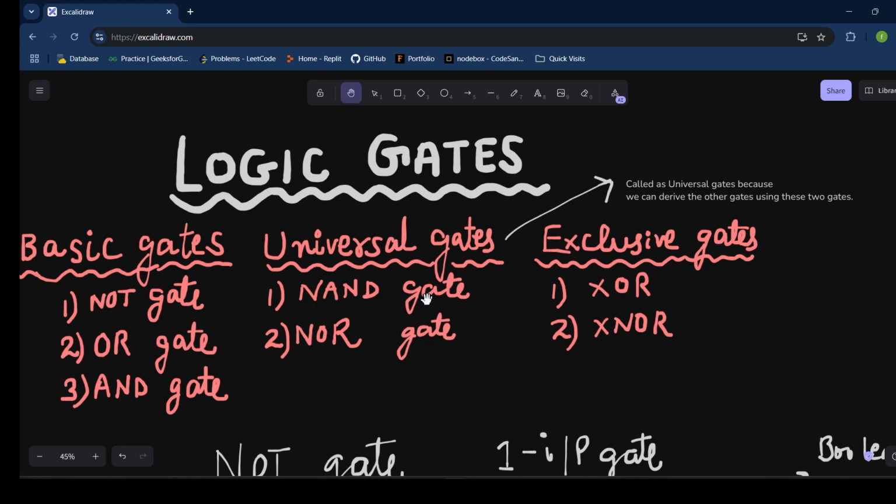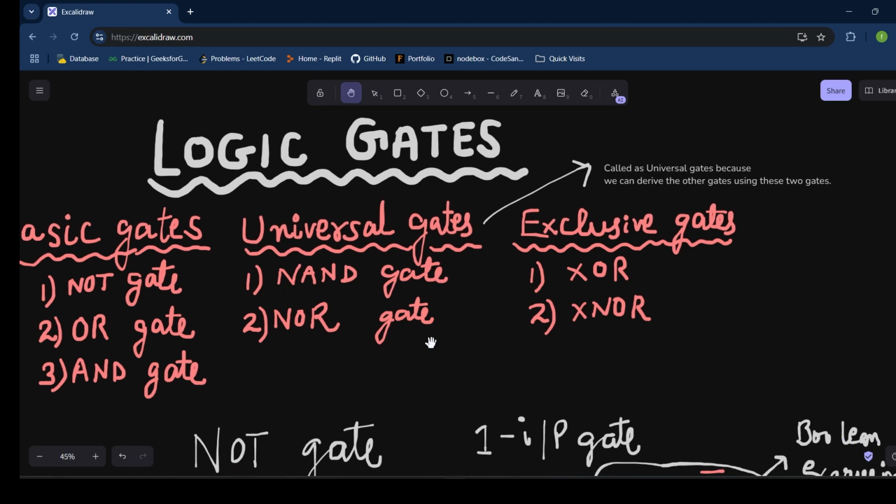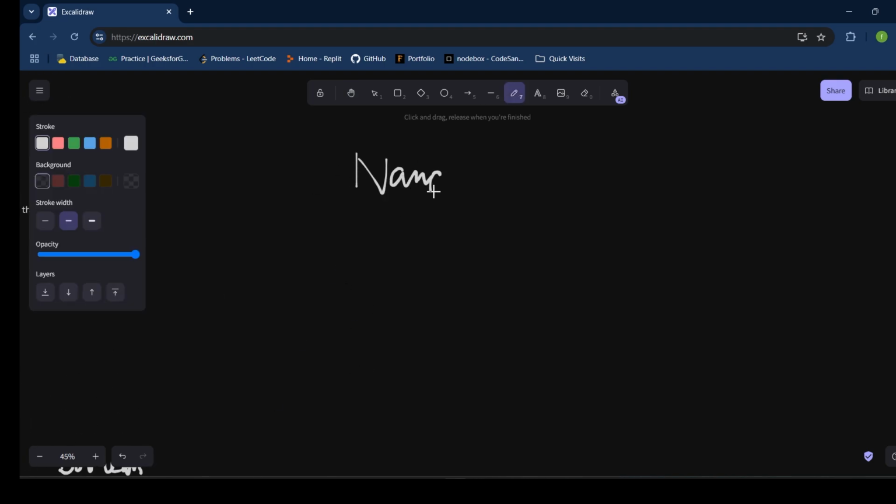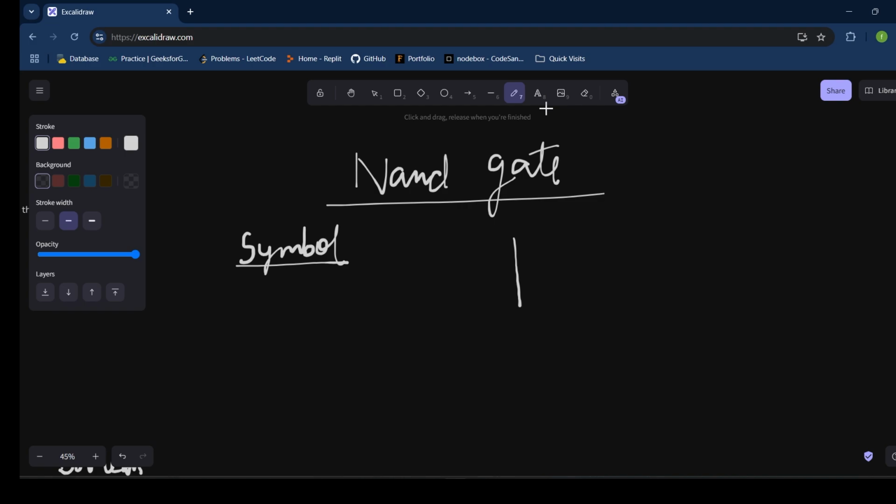So let's see these gates also. So first we will have the NAND gate. So the symbol for this gate would be... And the NAND gate is basically the combination of NOT plus the AND gate.